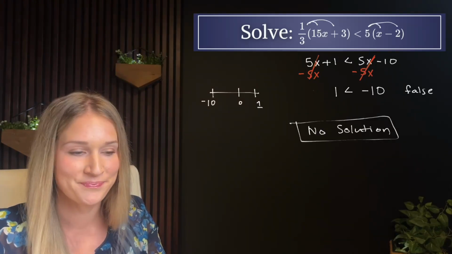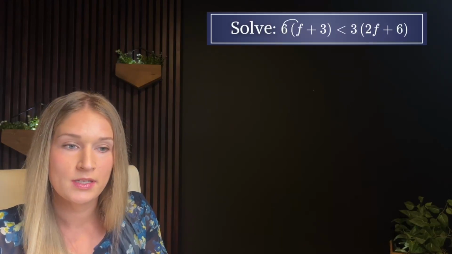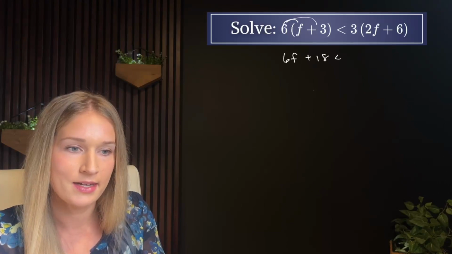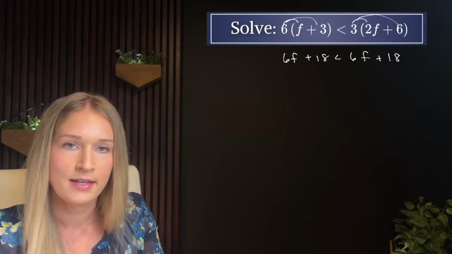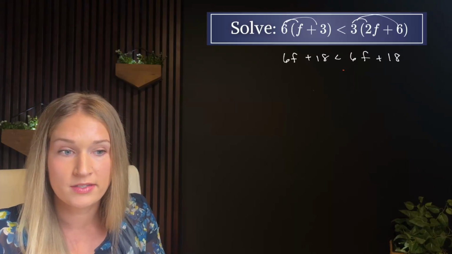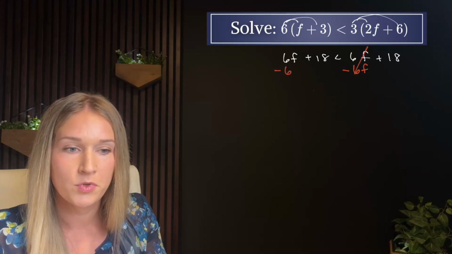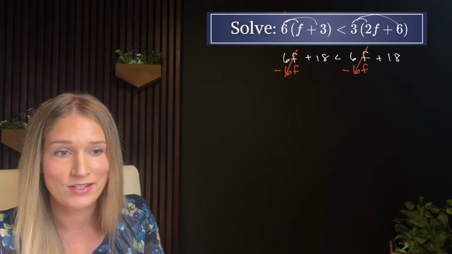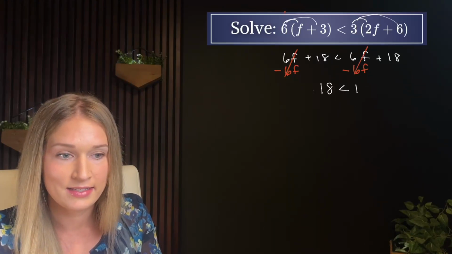Let's do one more. Just like the last two, I'm going to simplify each side individually before I solve. So I distribute the 6, and then I distribute the 3. Here I'm going to take all the 6x's away from the right-hand side. They all cancel on the right, and I move them to the left, but just like the last two, they cancel on the left-hand side as well. So now I've got 18 is less than 18.